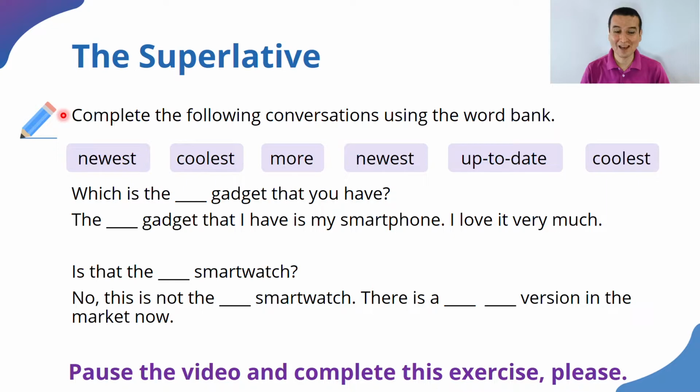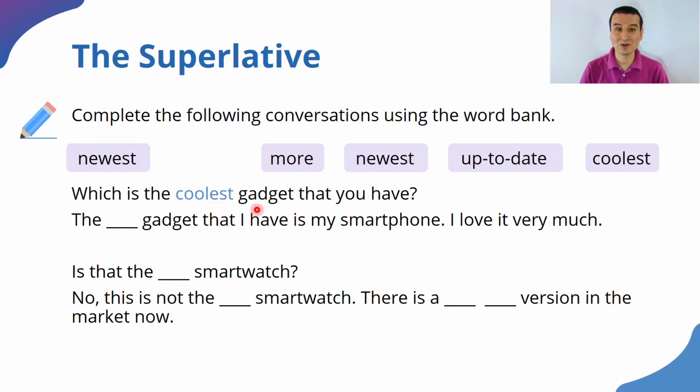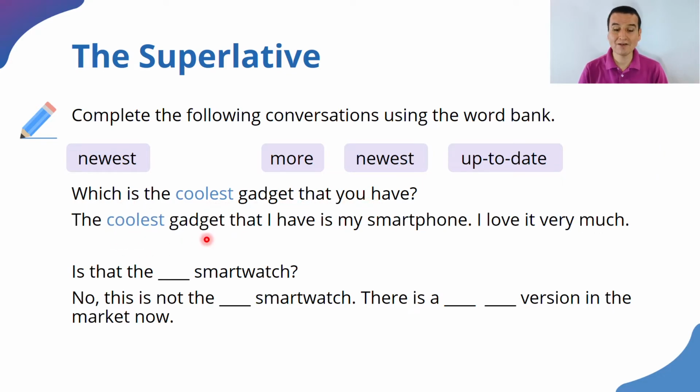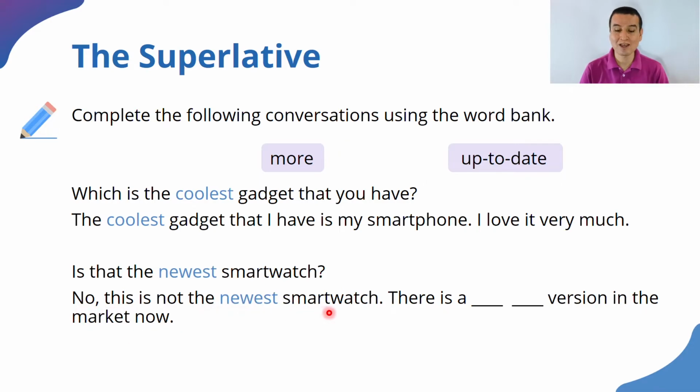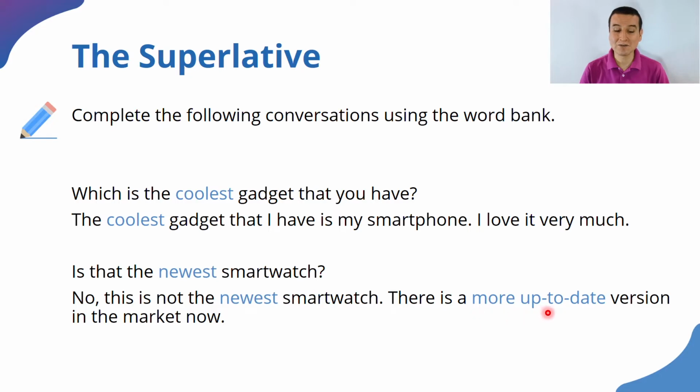All right, I hope that you have your answers, and here they are for you. Which is the coolest gadget that you have? The coolest gadget that I have is my smartphone. I love it very much. Okay, why not newest? Because there are some contextual clues that tell us that newest goes in the second part of the exercise. Is that the newest smartwatch? No, this is not the newest smartwatch. There is a more up-to-date version in the market now. All right, so those are the answers. I hope we agree. And let's continue with the next one.